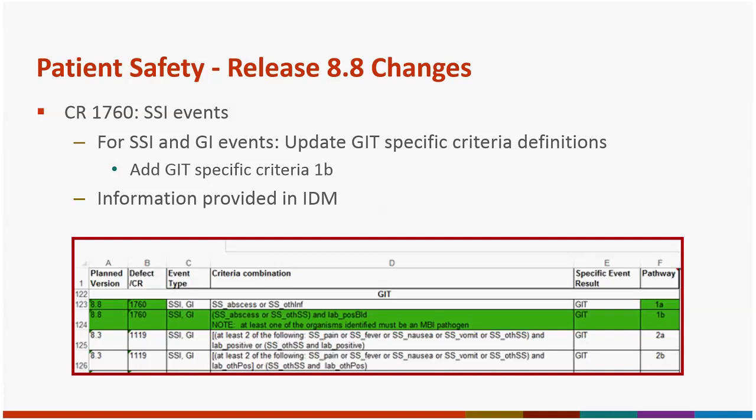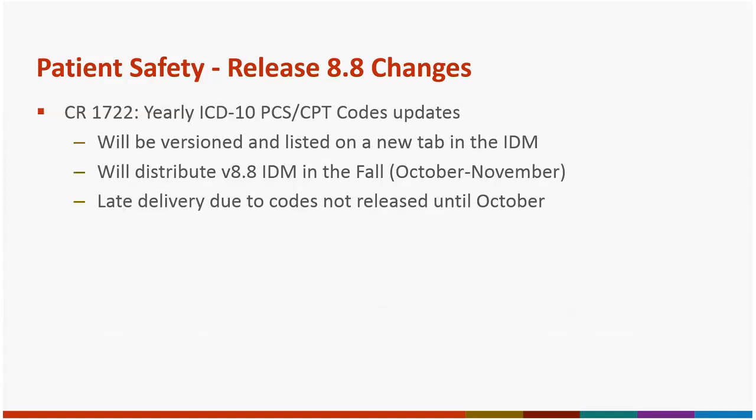Next one is also SSI events. As I said, it affects SSI and GI if you're helping people do manual entry for GIs. But there's been an update on the GIT specific criteria definitions, and they've added it, as you see there, to 1B. You can also see that in the IDM for your business rules. Next slide.